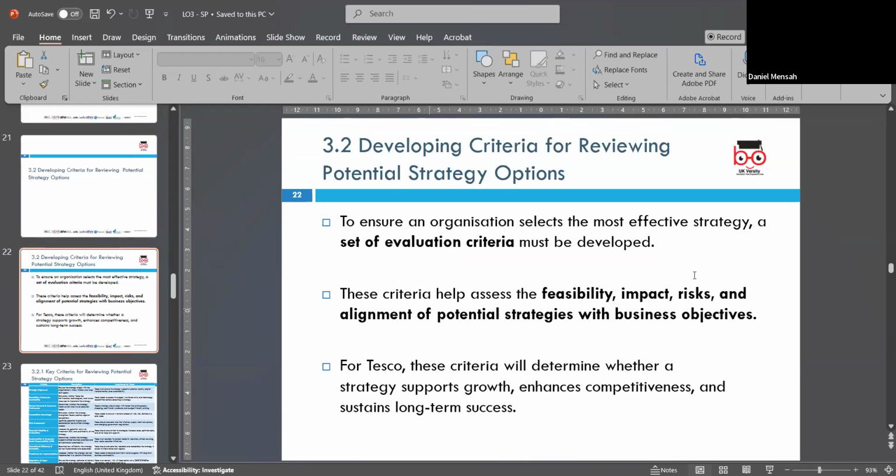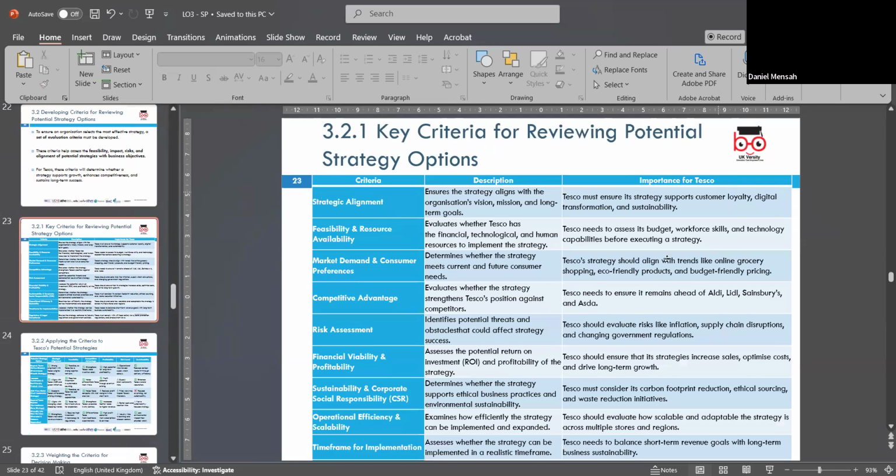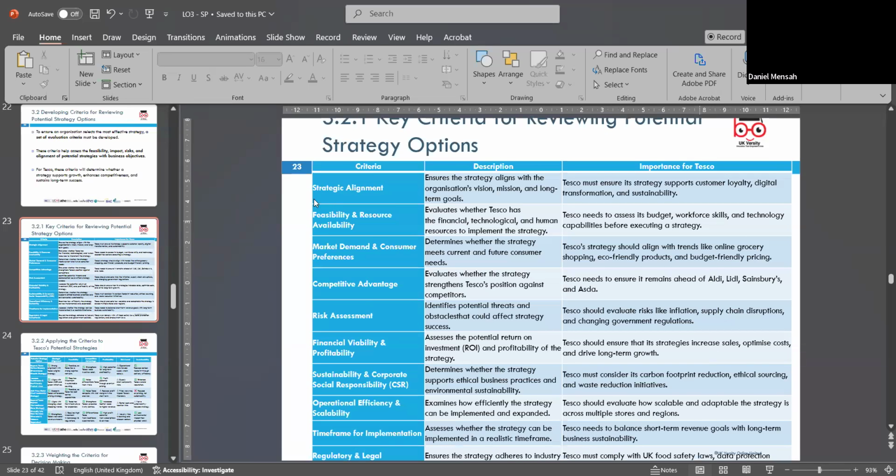This criteria is basically about feasibility, risk, and it will also help to determine whether a strategy supports growth, enhances competitiveness, and sustains long-term success or not. I will quickly explain these criteria descriptions. You will see all these strategies we have already covered. You will go through them by yourself in your free time, and you can connect the dots with these criteria.